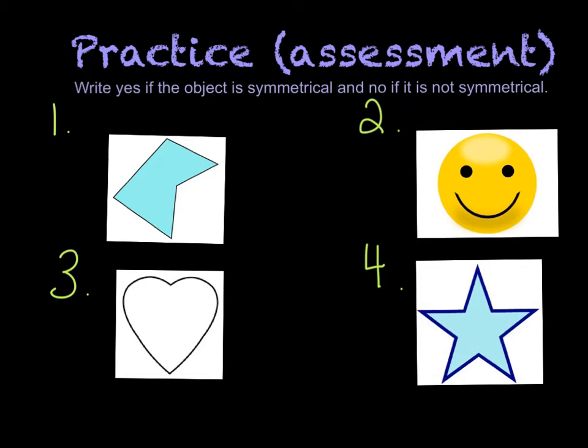Now we will be using our line of symmetry skills to assess if the objects on the board are symmetrical or are not symmetrical. Please take out a piece of paper and I would like you to number it numbers 1 through 4. Once you have completed that, please look on the board and write yes, an object is symmetrical, or no, if the object is not symmetrical.